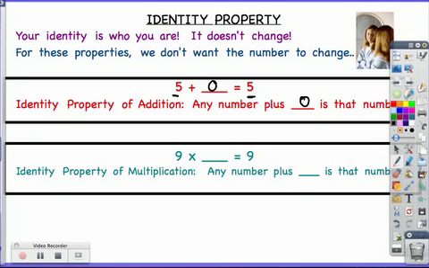Pause this screen so you can try this on your own. Match each number with the property being illustrated. Number 1, 4 plus negative 4 equals 0, is taking a number plus its additive inverse and having it equal 0. So this is the inverse property, G.